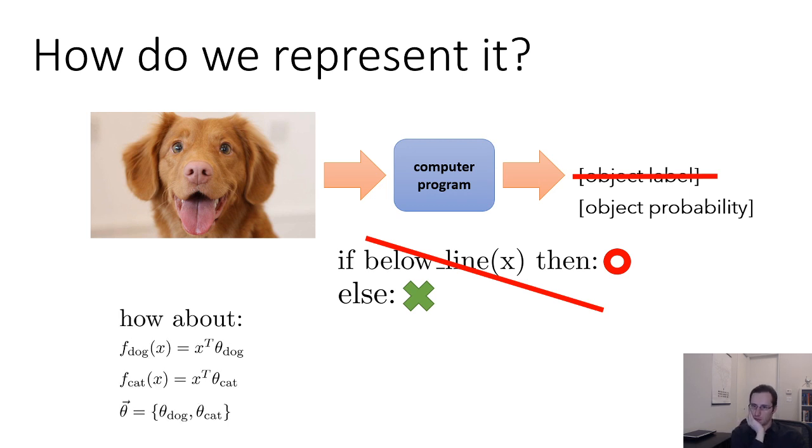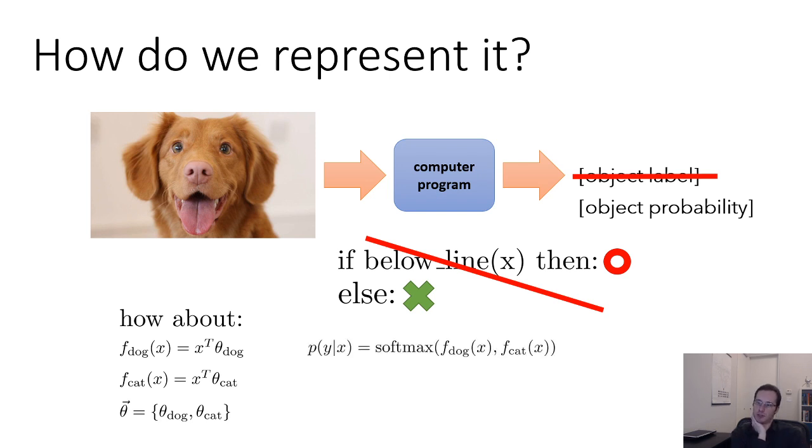Okay, so how about we change things a little bit? Instead of having x transpose theta dog be equal to p of dog, we're going to have it be equal to some function f dog. So we have some intermediate function inside of our program, a subroutine, if you will, called f dog. And f dog just outputs x transpose theta dog. Just like we have this below the line function, we have an f dog function.